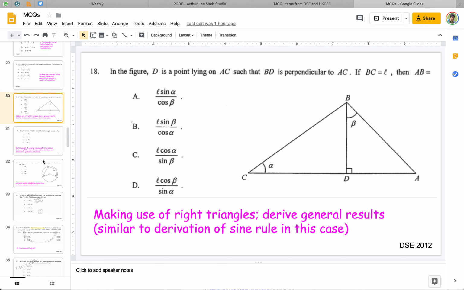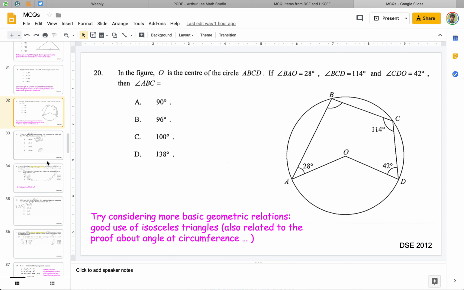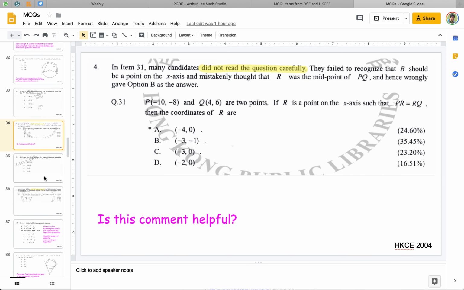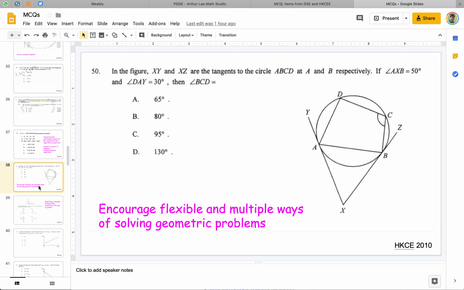So there are many other examples I put in this file to draw your attention to some special features of the MC question. Once you pick up some useful ideas, then you can turn it into learning tools or tasks in the classroom.